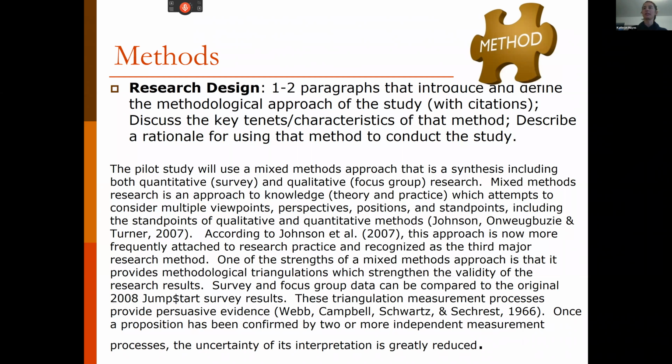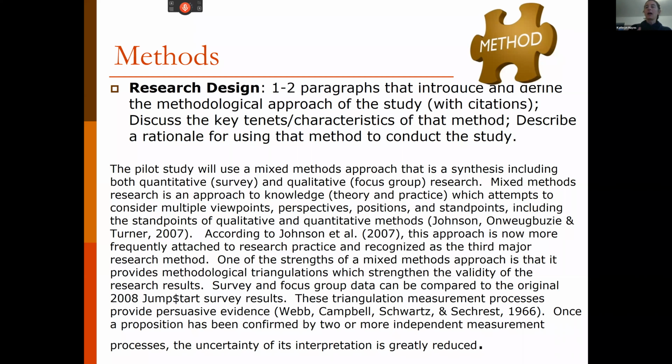Now he's going to give the rationale. Mixed methods research is an approach to knowledge which attempts to consider multiple viewpoints, perspectives, positions, etc. According to Johnson, this approach is now more frequently attached to the research practice and recognized as a 3rd major research method. And then he goes on to describe the strength of mixed methods.